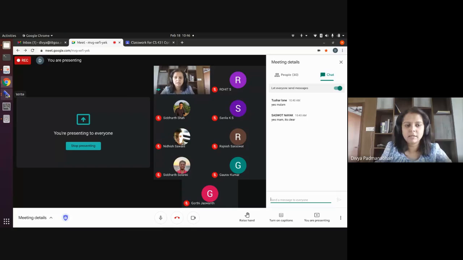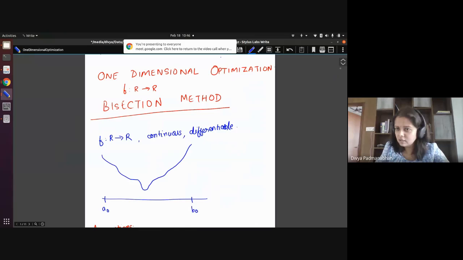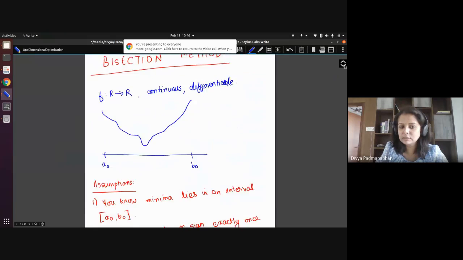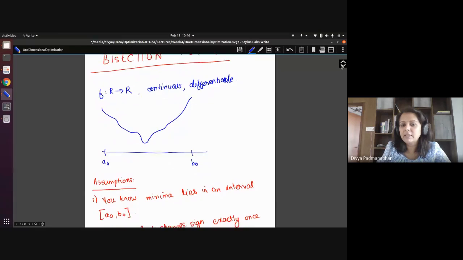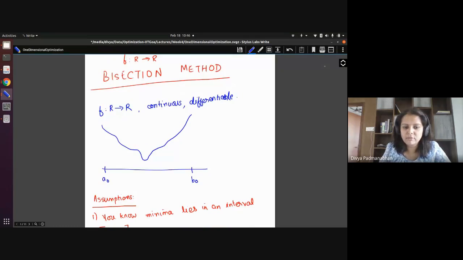So I'll just quickly go over this. It's like a search method. If you did a binary search, which you would have done in algorithms, you kind of keep making the interval smaller and smaller. And that's the idea of this bisection method.